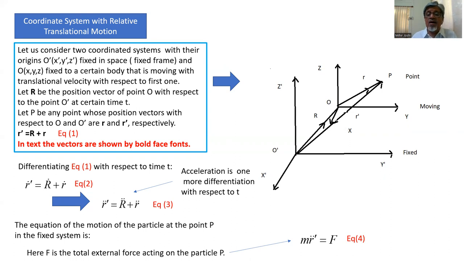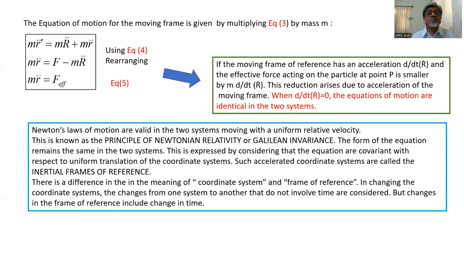So the equation of motion of the particle at point P in the fixed system can be represented as m r double dot prime is equal to F. So if we consider only the fixed system, that is only having a prime, the force acting is F is equal to m r double dot prime. Here F is the total external force acting on the particle at point P.